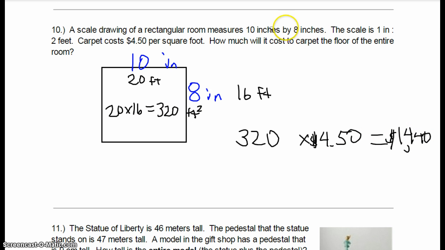If you took 10 inches by 8 inches and multiplied those together, you'd get 80 inches squared. And then you tried to convert that to feet, you'd only have 160 square feet. That wouldn't work. You'd get a much different answer.